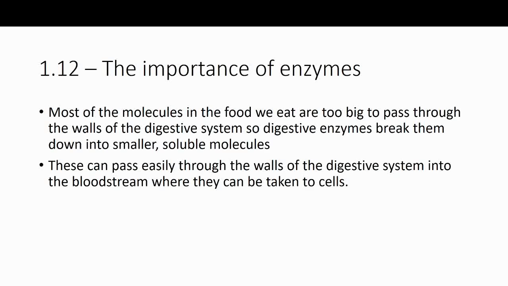1.12 looks at the importance of enzymes. Most of the molecules in the food we eat are too big to pass through the walls of the digestive system, so digestive enzymes break them down into smaller soluble molecules. These can pass easily through the walls of the digestive system into the bloodstream, where they can be taken into cells.